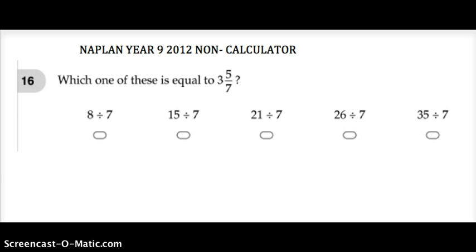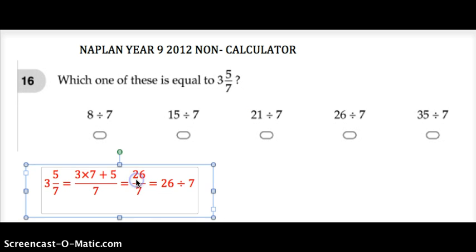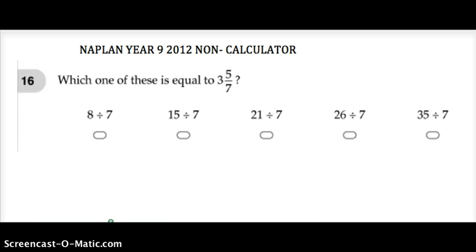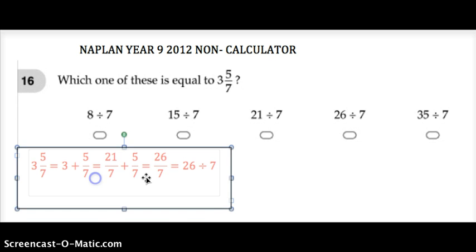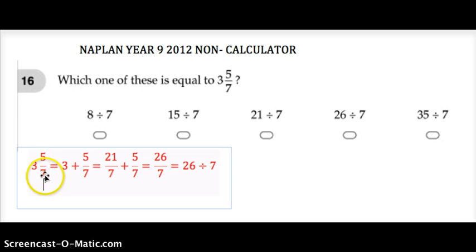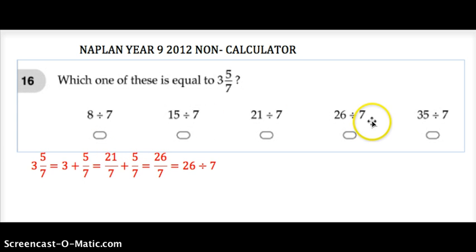Now question 16 of the 2012 non-calculator paper. Which one of these is equal to 3 and 5/7? Now, I'm going to show you two methods here. This first method: 3 and 5/7 means 3 plus 5/7. Now, notice all these answers are divided by 7.